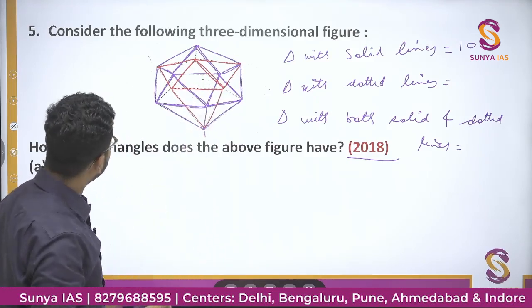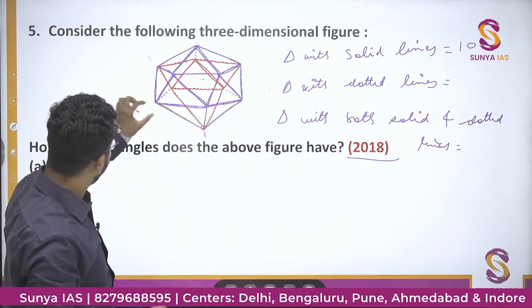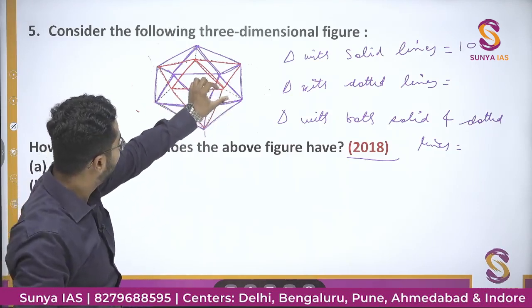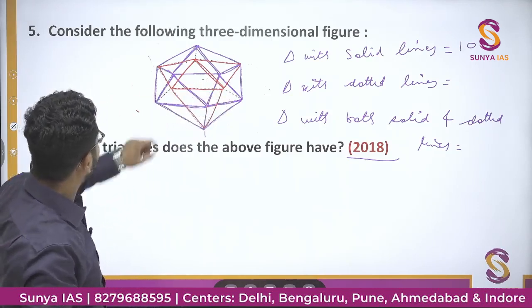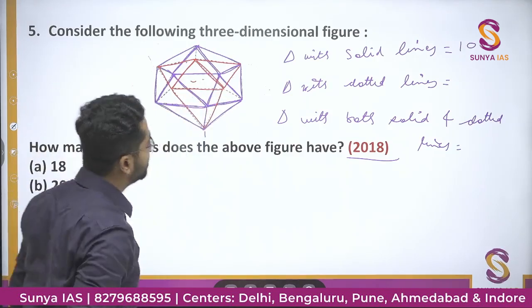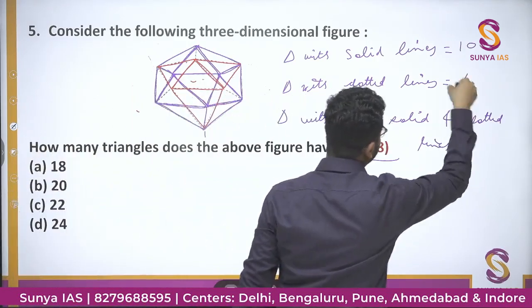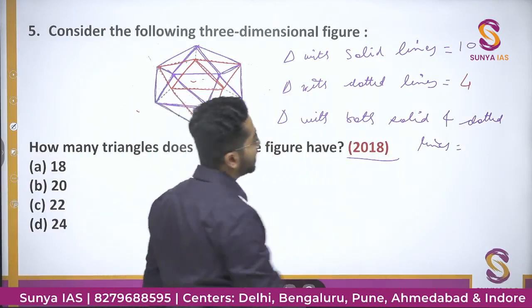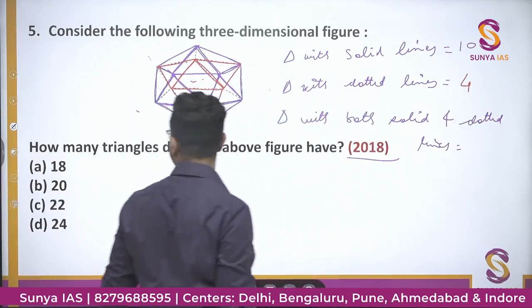Aur koi dotted lines hai? Ye dotted hai, par ye niche dark ho gayi, solid line ho gayi. So I think these four, one, two, three, and this four. Four are with dotted lines.